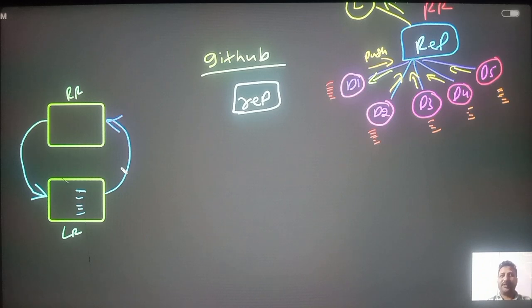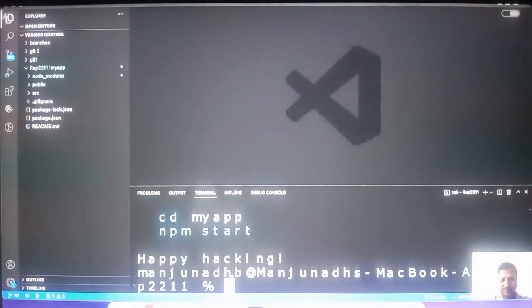Clone is different, push is different. Clone means creating a copy of the repository. Push means sending the changes to the server, to the remote repository. Pull means getting the changes from the remote repository. Now what I will do, I will say git push. Now see what happens.